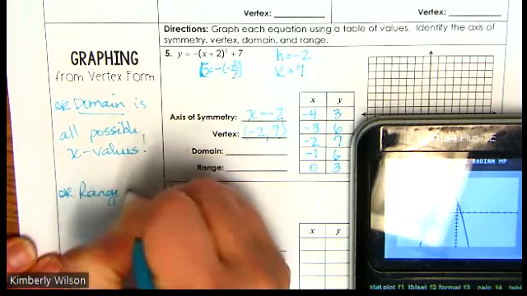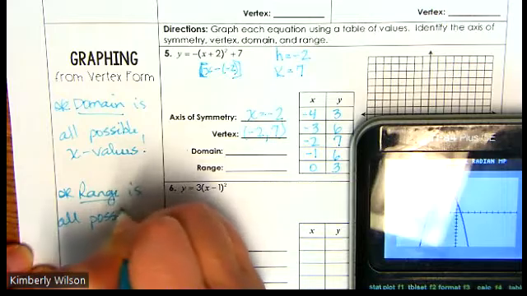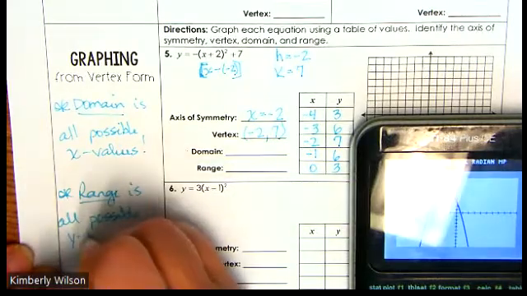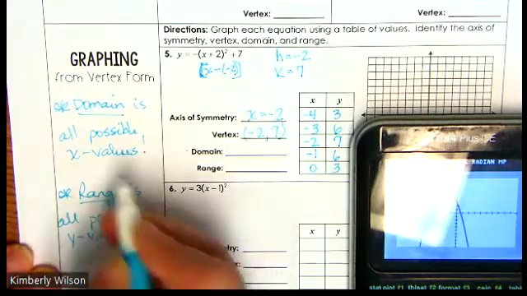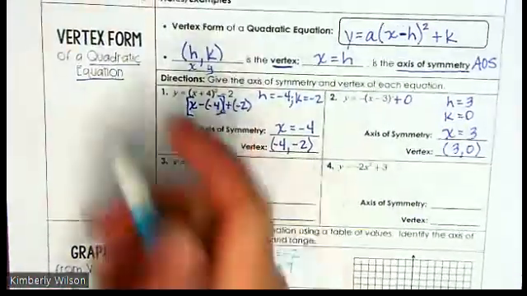Range is all possible Y values. So domain is X, range is Y. Oh, and I want to add a note up here talking about the double negatives.